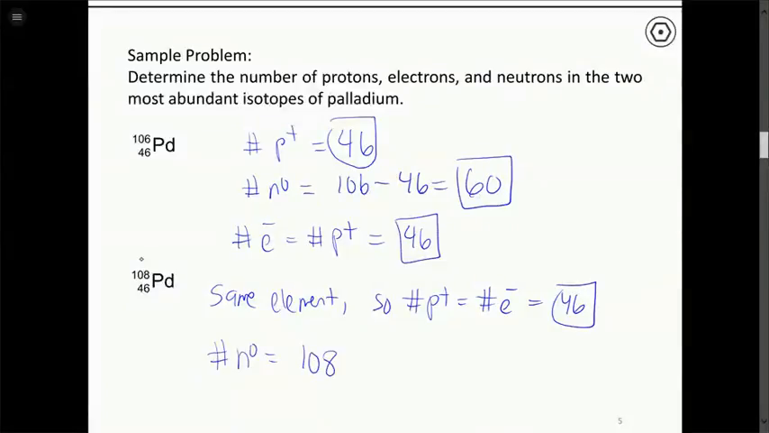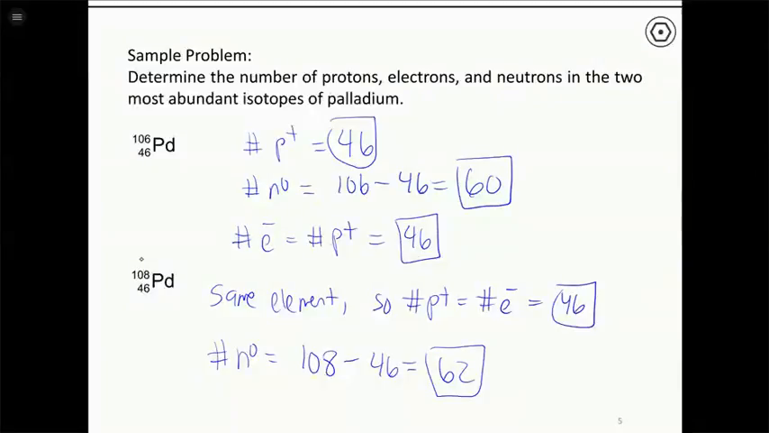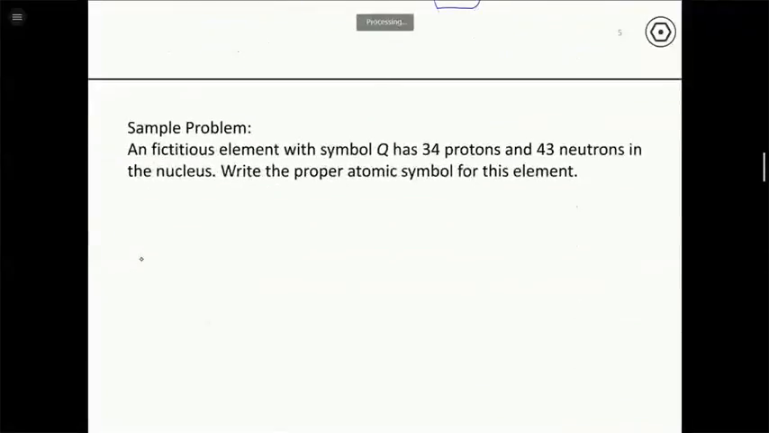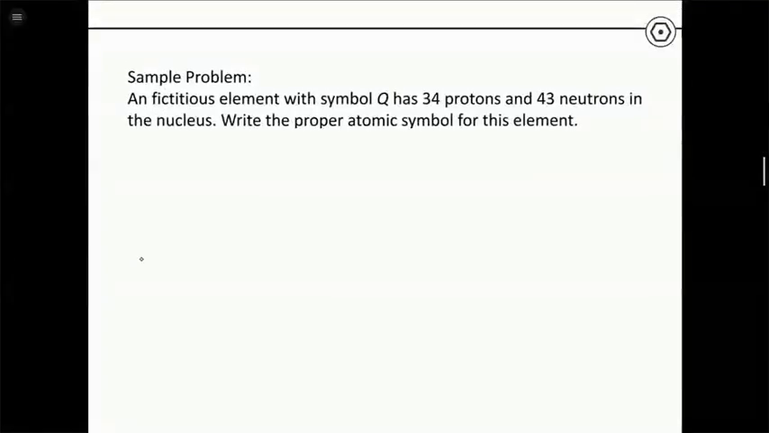So this time the mass number is 108 instead of 106. So when we subtract out the protons from that to give us how many neutrons there are, it's going to be 62. All right, so the only difference between these two is 2 more neutrons down here. That's it. And anytime you have 2 isotopes, it's only going to be differing in the number of neutrons. Okay, so that's how we take an atomic symbol and decompose it into the number of protons, neutrons, and electrons. And of course, you may have to do the opposite way, which is if we tell you an element with a certain number of protons and neutrons in the nucleus, what is the proper atomic symbol for that?